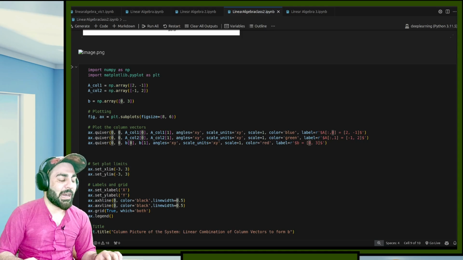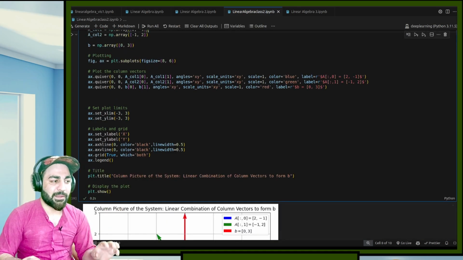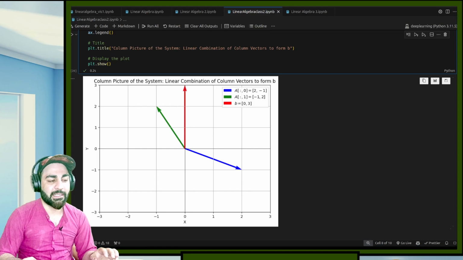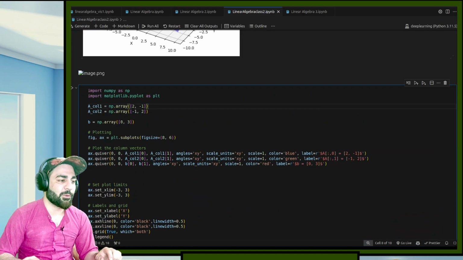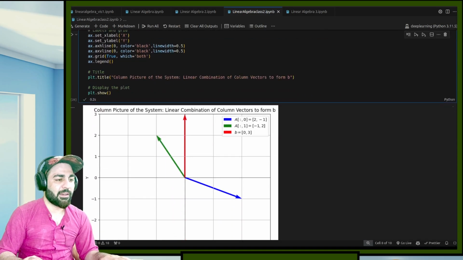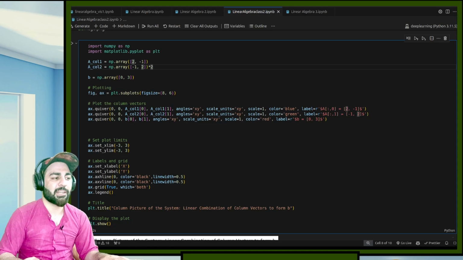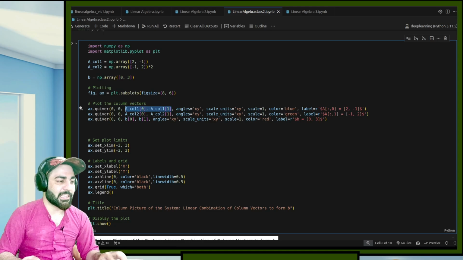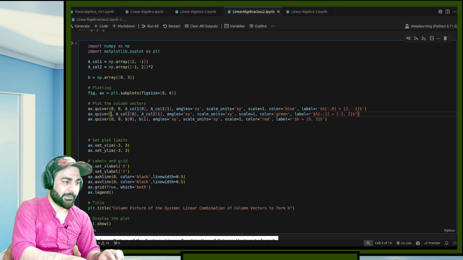So now what I'm saying is, if I multiply this A vector, this is my 0th column, and this is my first column, (-1, 2), the green vector, I'll multiply it by 2. So I'll multiply this green vector by 2. I multiply the second column by 2, and now I'll plot it from this. I'll just shift it. That's what I'm doing over here.